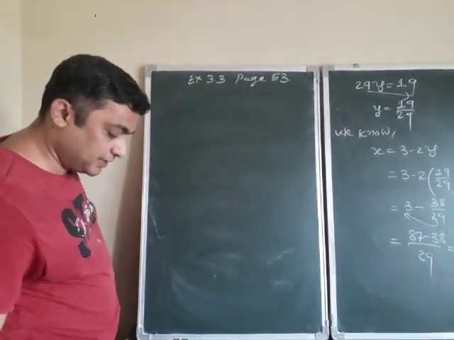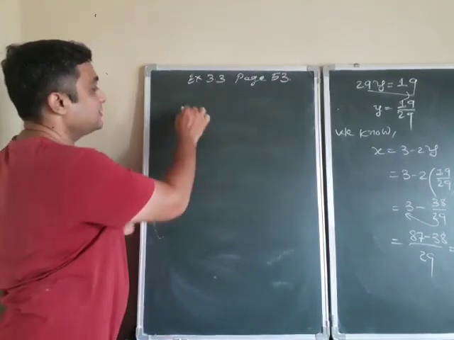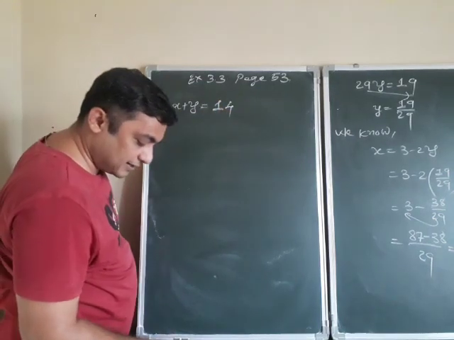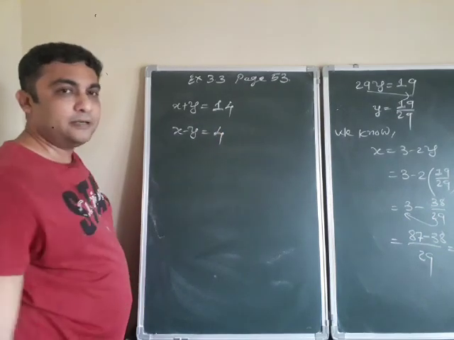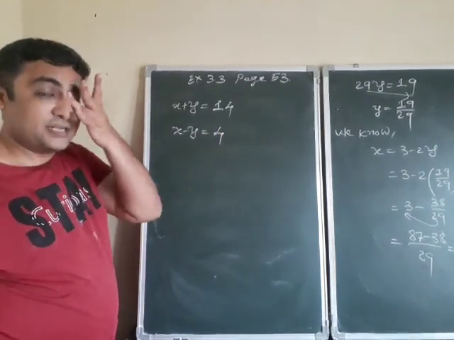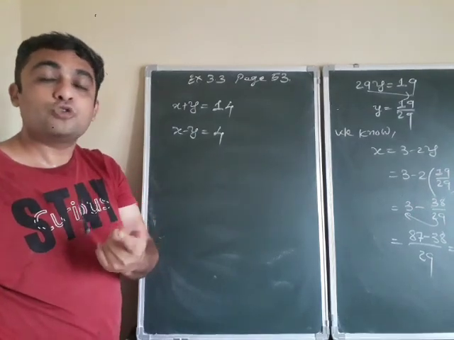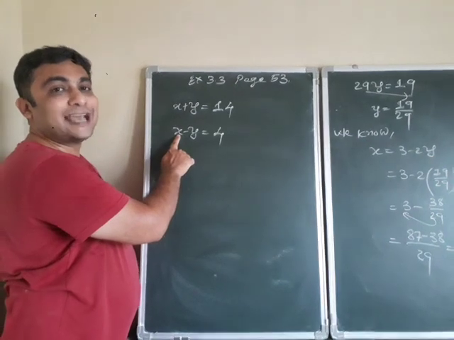See the first example. A pair of linear equations is given and we have to solve it by the method of substitution. The first equation is given, x plus y is equal to 14. And the second equation is given, x minus y is equal to 4. Now first decide which one you want to substitute, y for x or x for y. Decide that first. Suppose you have decided, I want to substitute x for y.